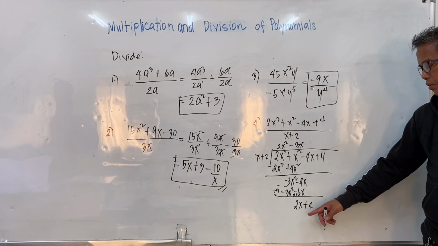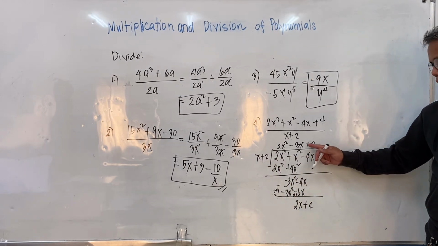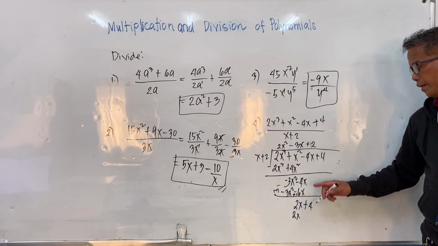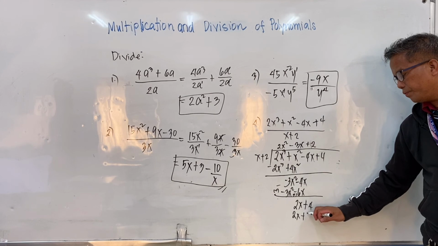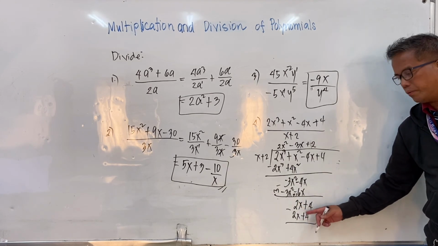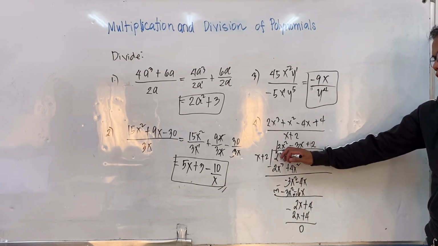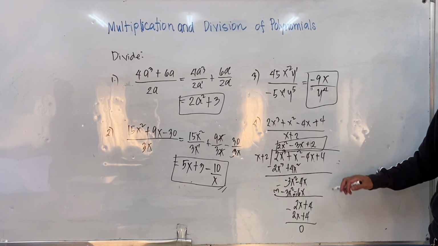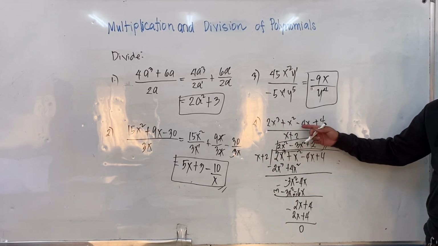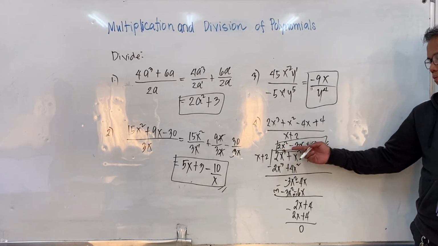Then 2x divided by x equals 2. 2 times x is equals to 2x. Then 2 times 2 is equals to 4. So if we subtract, 2x minus 2x is 0. 4 minus 4 equals 0. So the remainder is 0. So this is now the answer. Okay. So 2x cubed plus x squared minus 4x plus 4 divided by x plus 2, the answer is 2x squared minus 3x plus 2.